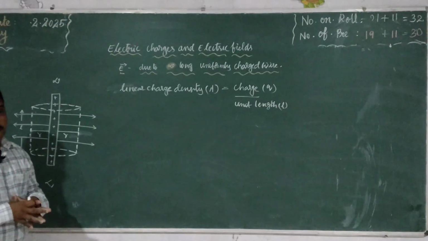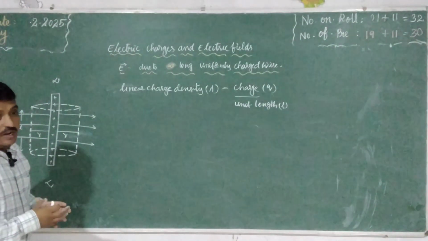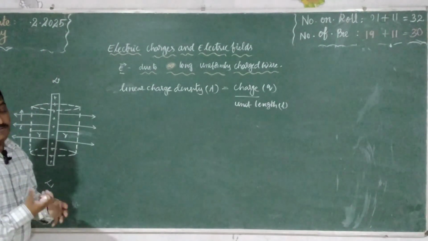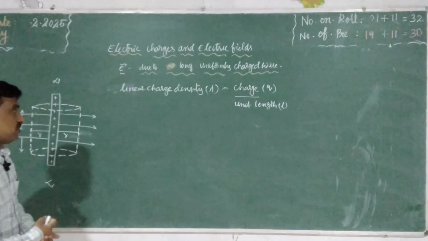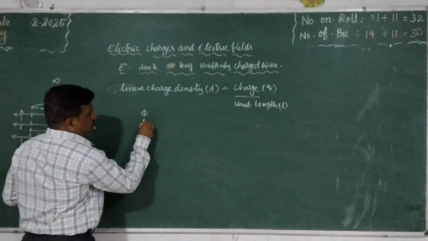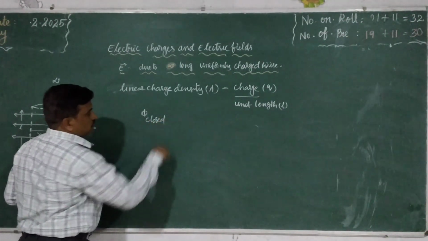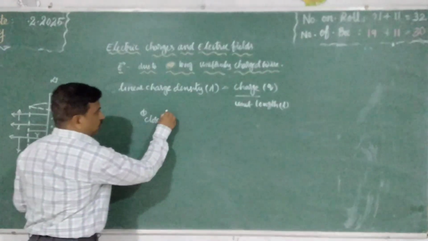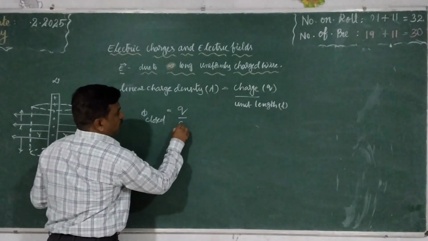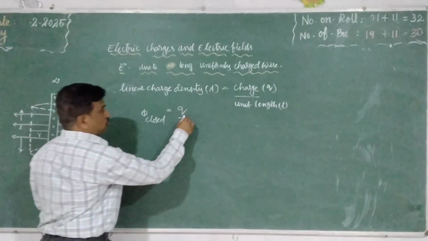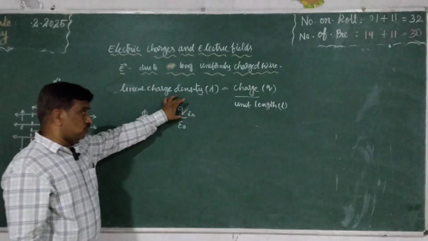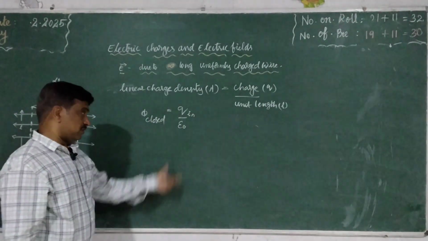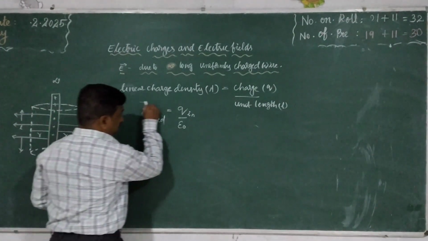What is Gauss law? The net electric flux through a closed surface is 1 by epsilon naught times the charge enclosed by the surface. That means phi closed, the net flux through the closed surface, equals Q by epsilon naught. The net charge enclosed means the charge Q inside the closed surface. This is the statement of Gauss law.